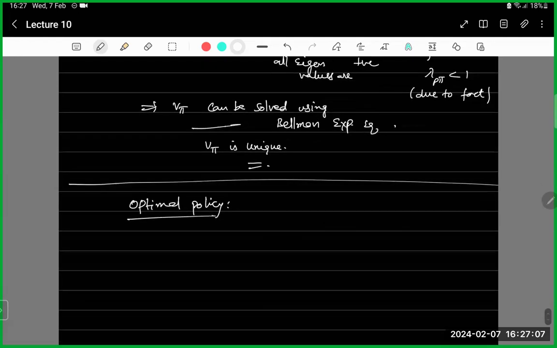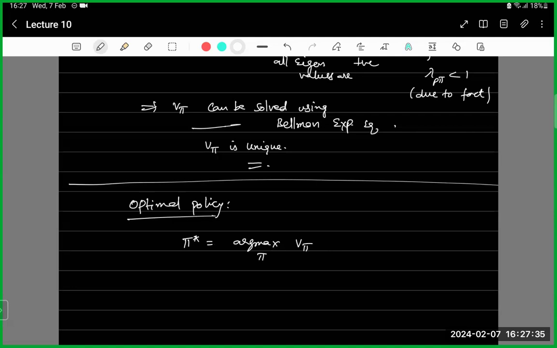So, what is an optimal policy? What is a natural definition that comes? Pi star equal to argmax over pi of V pi, right? Is it correct?